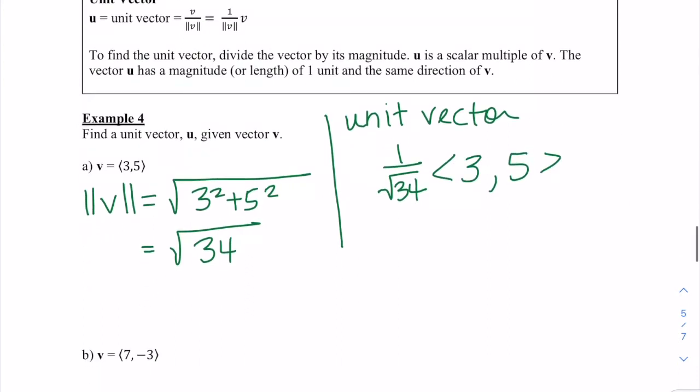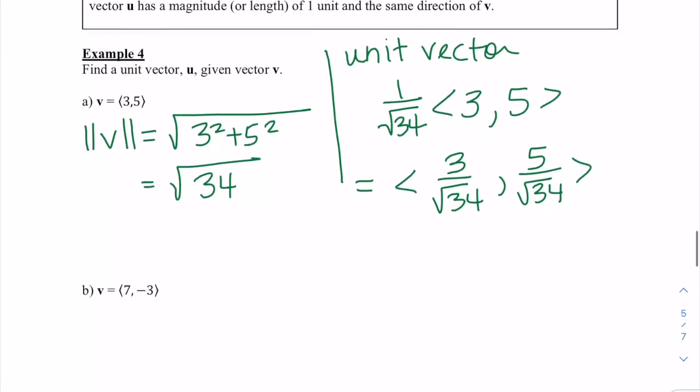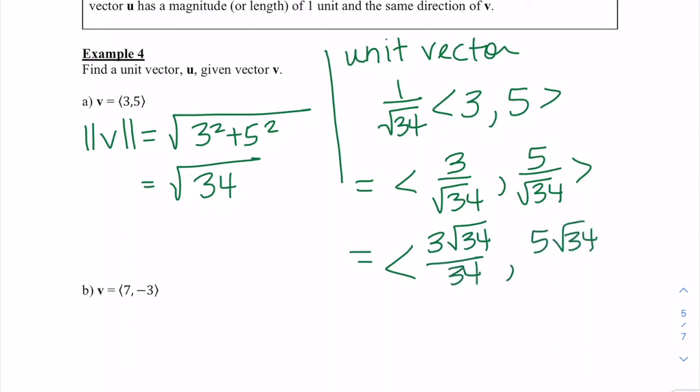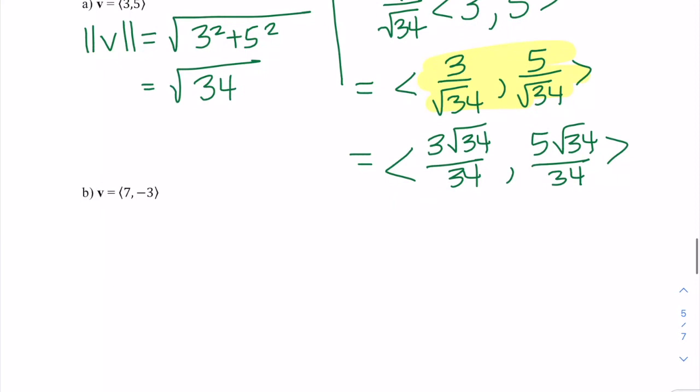All right, we could leave it like that, but usually you want to distribute it. So I'll write this as 3 over root 34, 5 over root 34. And then you can also rationalize it. So 3 root 34 over 34, 5 root 34 over 34. Okay, so again, I'm going to actually use this value here to check. All right, so does that work? Is that true? Well, I'm just going to write this on the side here.